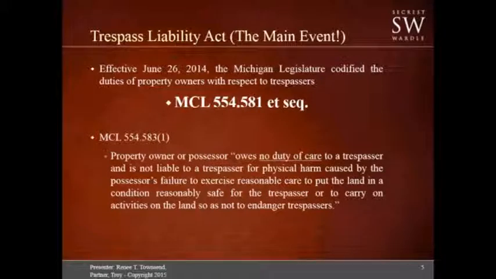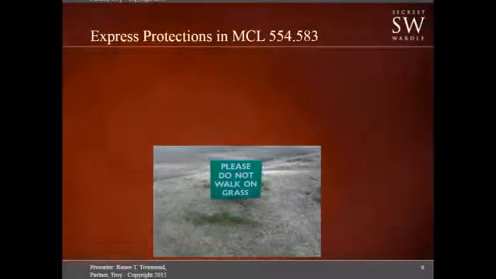The statute states that a property owner or possessor owes no duty of care to a trespasser and is not liable to a trespasser for physical harm caused by the possessor's failure to exercise reasonable care to put the land in a condition reasonably safe for the trespasser, or to carry on activities on the land so as not to endanger trespassers. There are some important express protections for landowners in the statute.